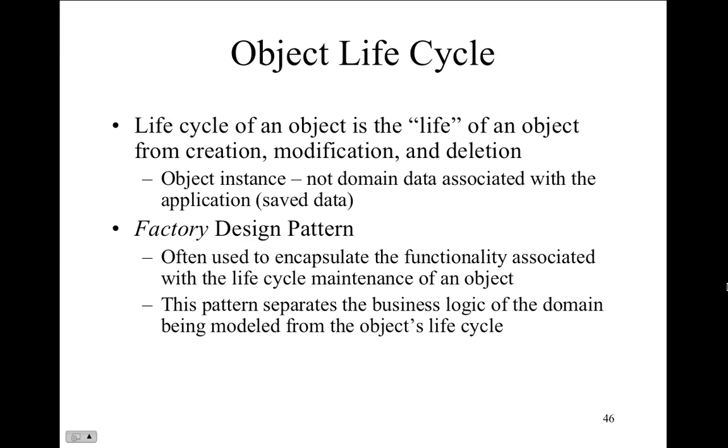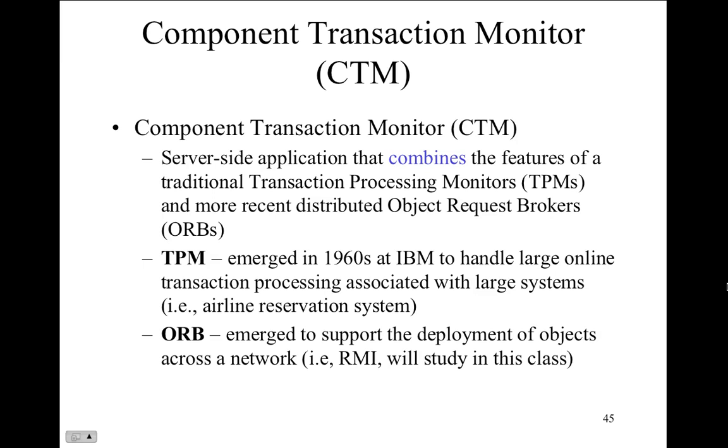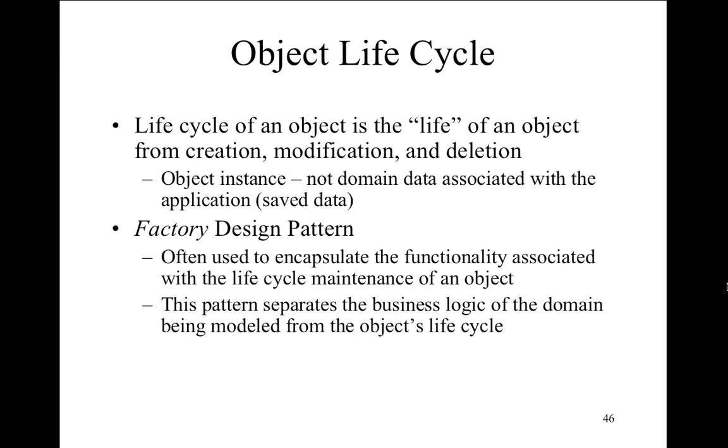And when we start looking at the concept, especially when we're referring to transactions and objects, we look at the object lifecycle in terms of the creation of the components. So the lifecycle of the object is the life of the object itself, from the creation, modification, deletion, its existence. So the object instance, and in fact that's where RMI comes into place. Not the main data associated with the application, no saved data, but the instance of the object and anything that might be associated with functionality for that object's behavior. We manage it, and that becomes part of the transaction processing that we're performing through the middleware.